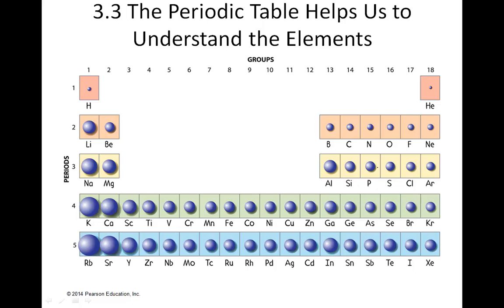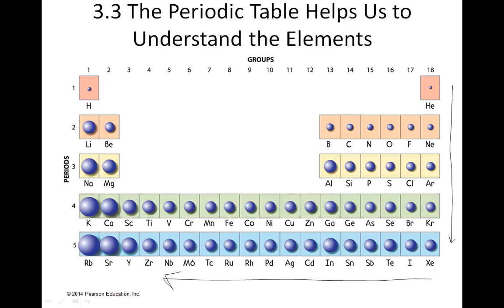This is the one I just told you about: what happens to atomic size as you go from left to right. For instance, lithium, beryllium, boron, carbon, nitrogen, oxygen. Notice that the dots shown here all get smaller as you go from left to right. Also, what happens as you go down a column? It gets bigger. So it gets bigger as it goes down, and it gets bigger as it goes to the right.